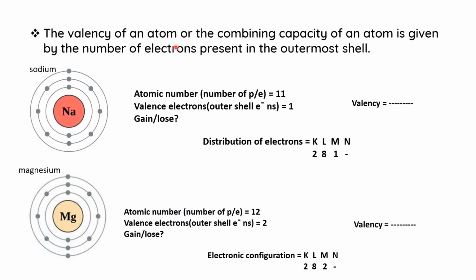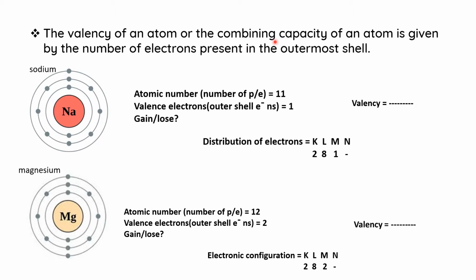The valency of an atom, or the combining capacity of an atom, is given by the number of electrons present in the outermost shell. We already discussed valency in the last class. Valency means the combining capacity of an atom. Why does an atom combine with others? For getting stability. That is why they take part in chemical reactions. If an atom is already stable, it will not react.